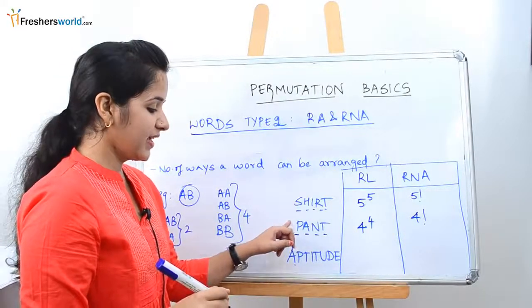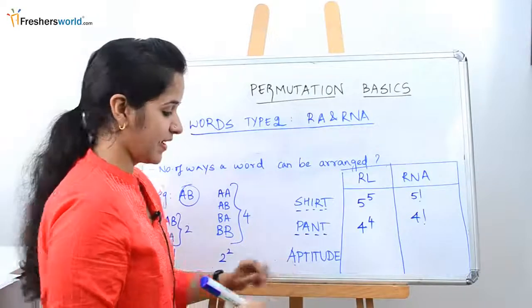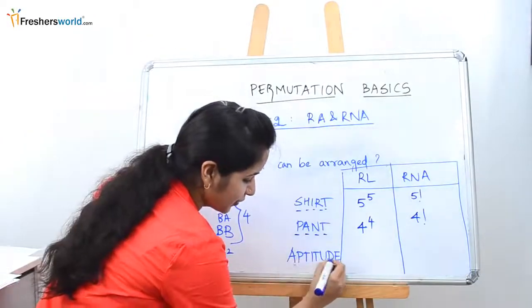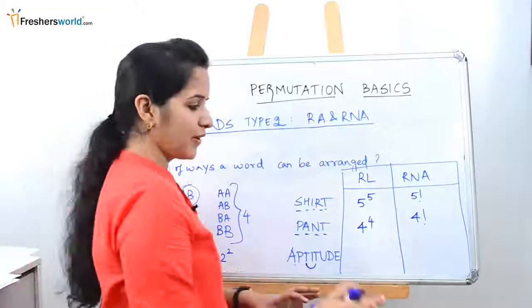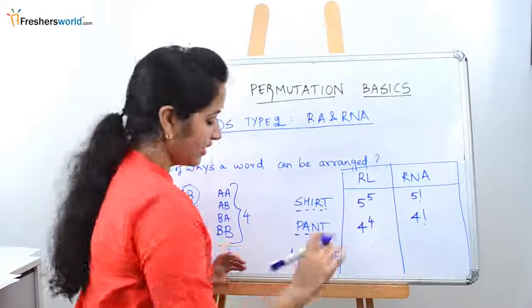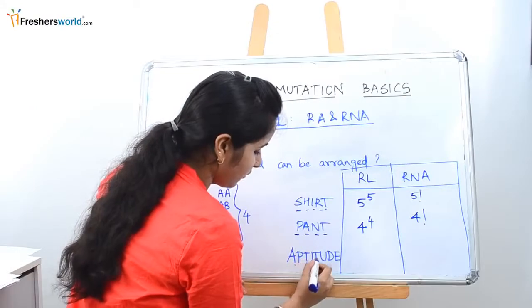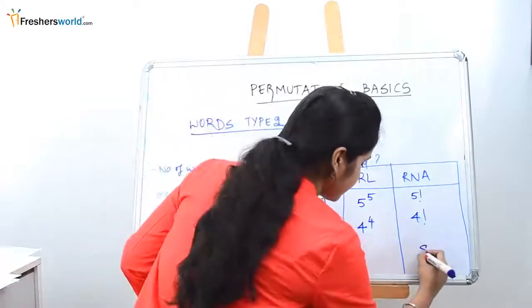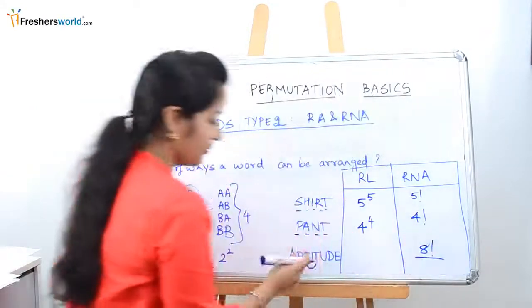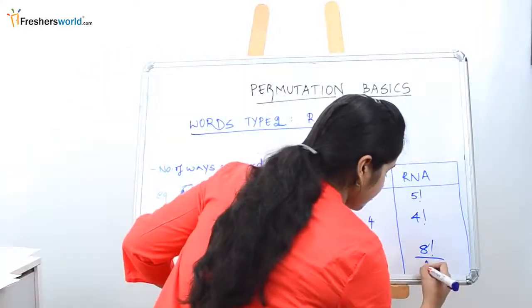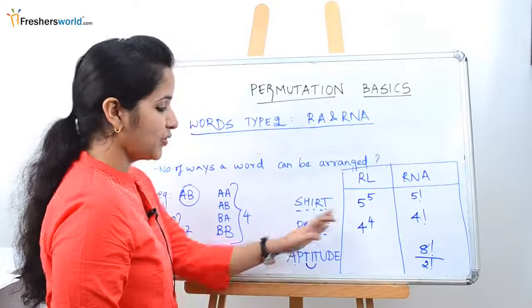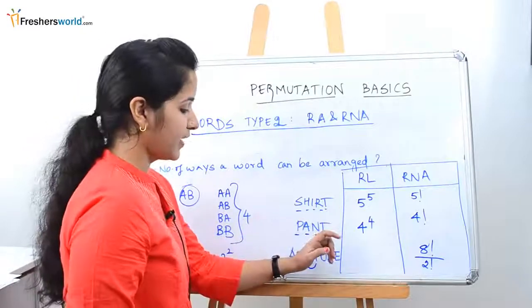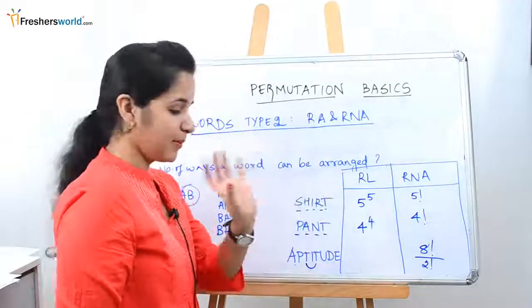Now let's take a repeated letter as an example. In the case of aptitude, you can see T is repeated twice. What do we generally do in case of repetition not allowed? We first count the letters, 1, 2, 3, 4, 5, 6, 7, 8, divided by the number of repeated letters. We are going to do the same thing here.